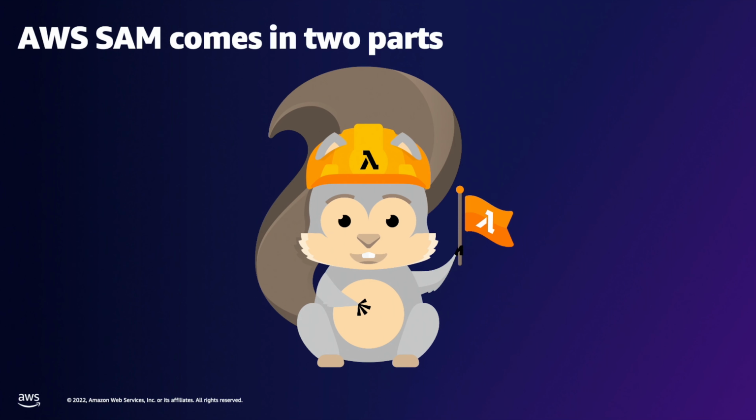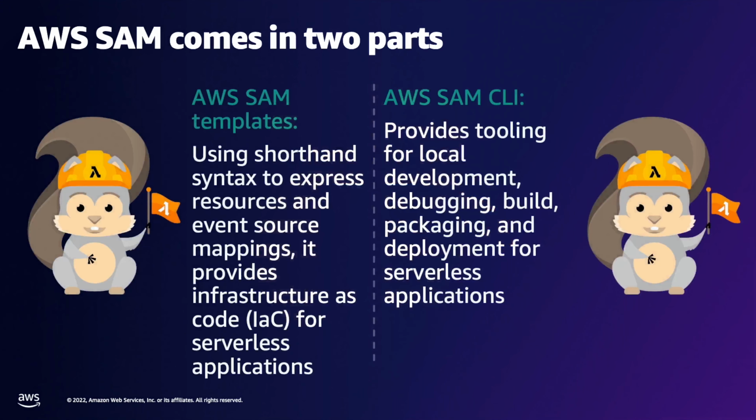Okay. So SAM comes in two parts. We have the SAM templates and the SAM CLI. The templates are a way to use shorthand syntax to express resources and event source mappings. It's where you define all the resources in your application. The SAM CLI is a command line interface that lets you build your serverless applications within your local machine, and it helps you with development and debugging and builds.